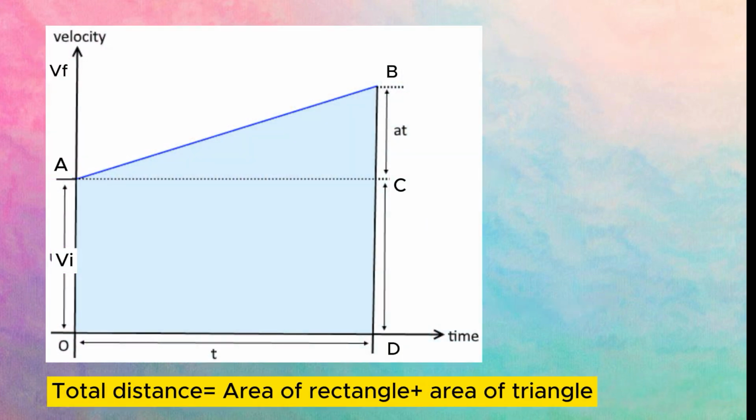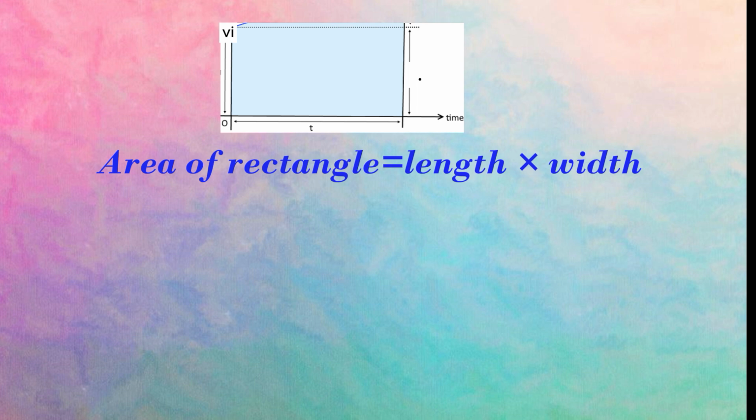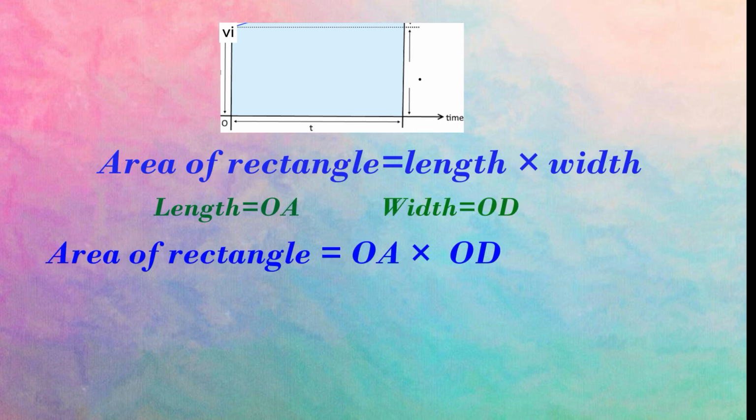Total distance is equal to the area of the rectangle plus the area of the triangle. Let this be equation 1. Now first let's find the area of the rectangle. Area of rectangle is equal to length multiplied by width. In the graph, length is OA and width is OD. So, area of rectangle is equal to OA multiplied by OD.